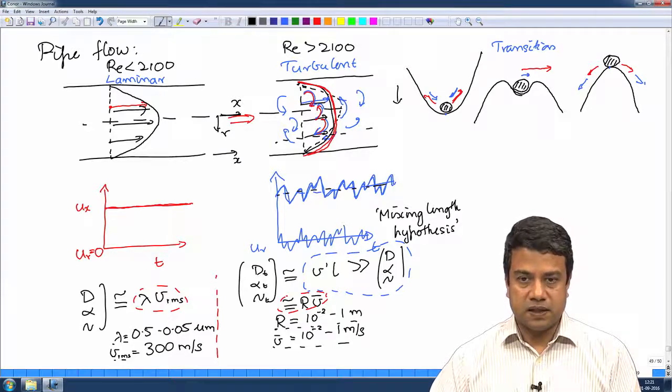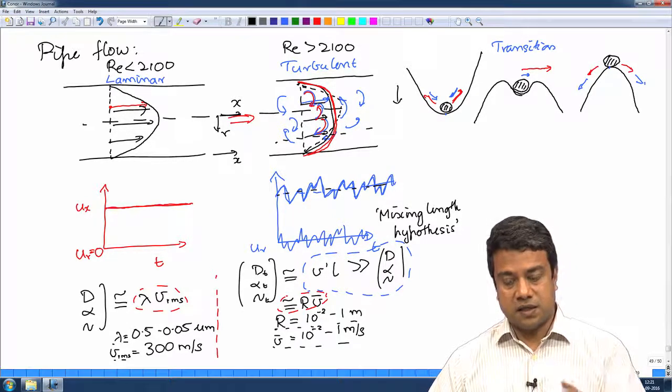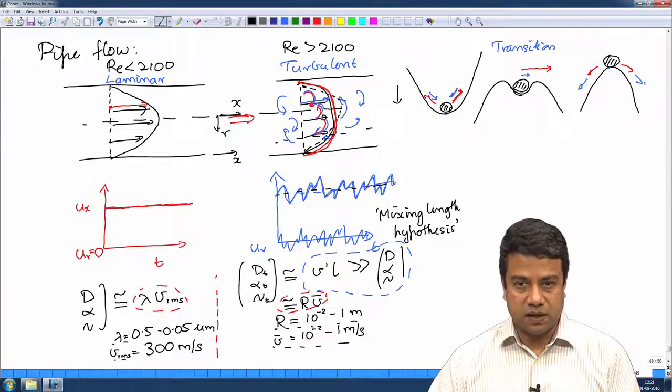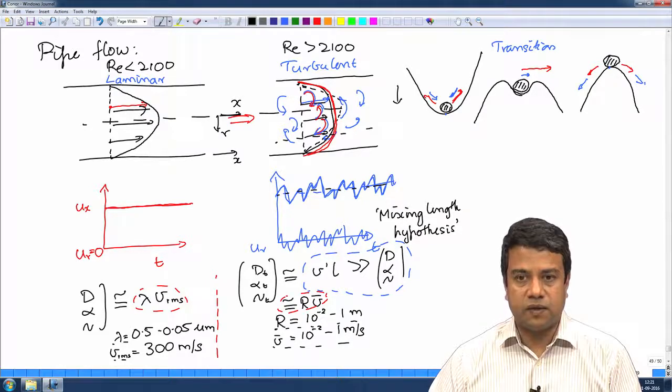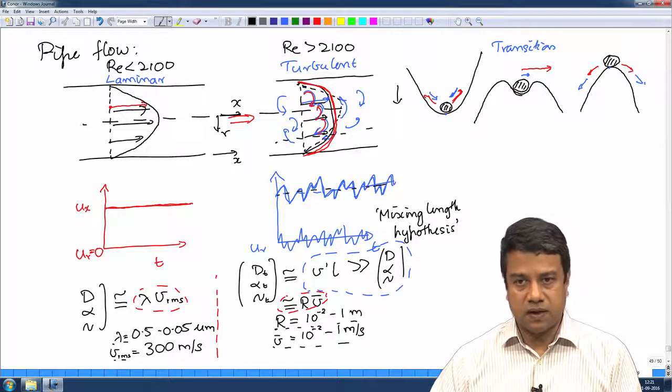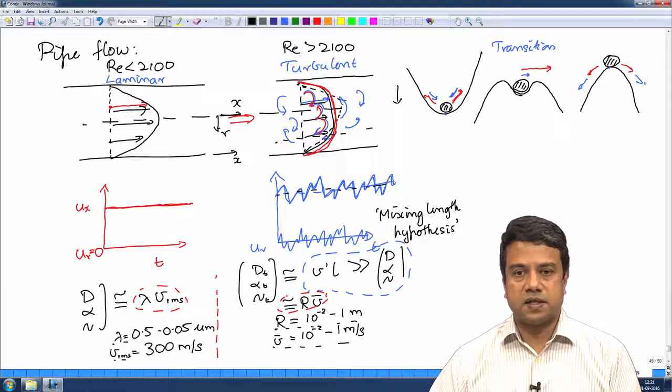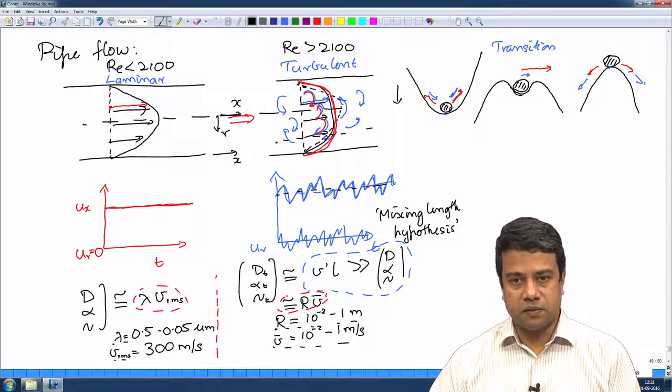However, the molecular length scales, the mean free path, is of the order of 10 power minus 7 to 10 power minus 8 meters. So, it is smaller than the system size by over 5 orders of magnitude. Because of that, the molecular diffusion coefficients are much smaller than the turbulent diffusion coefficients if you define it by the mixing length hypothesis. And therefore, the transport of momentum is primarily by turbulent diffusion across the center of the pipe. This turbulent diffusion process is much faster than the molecular diffusion process.